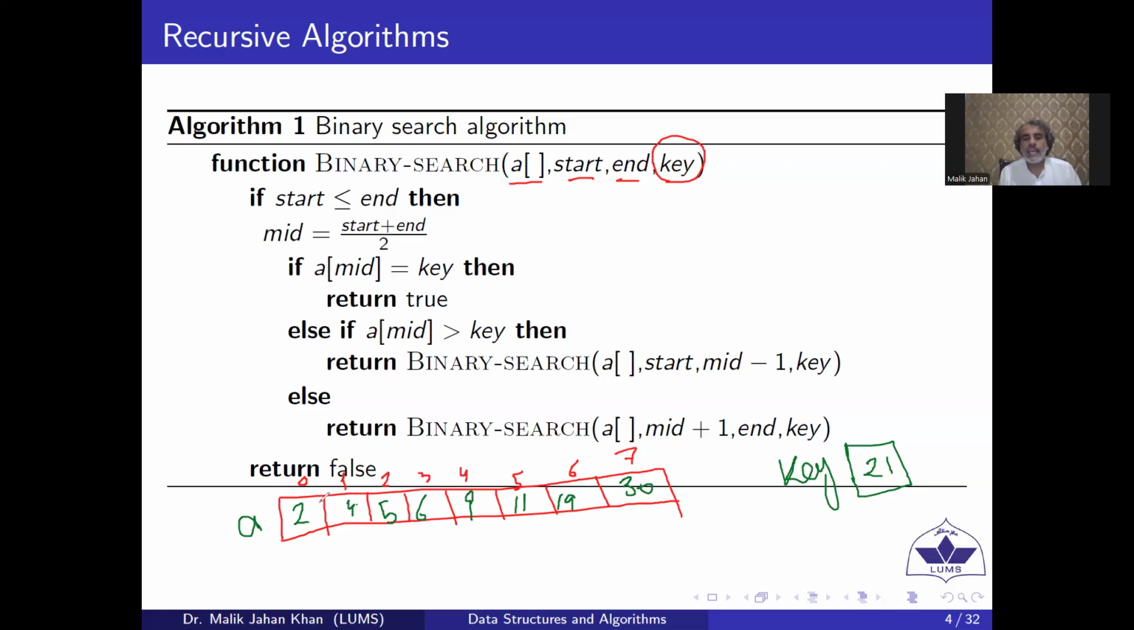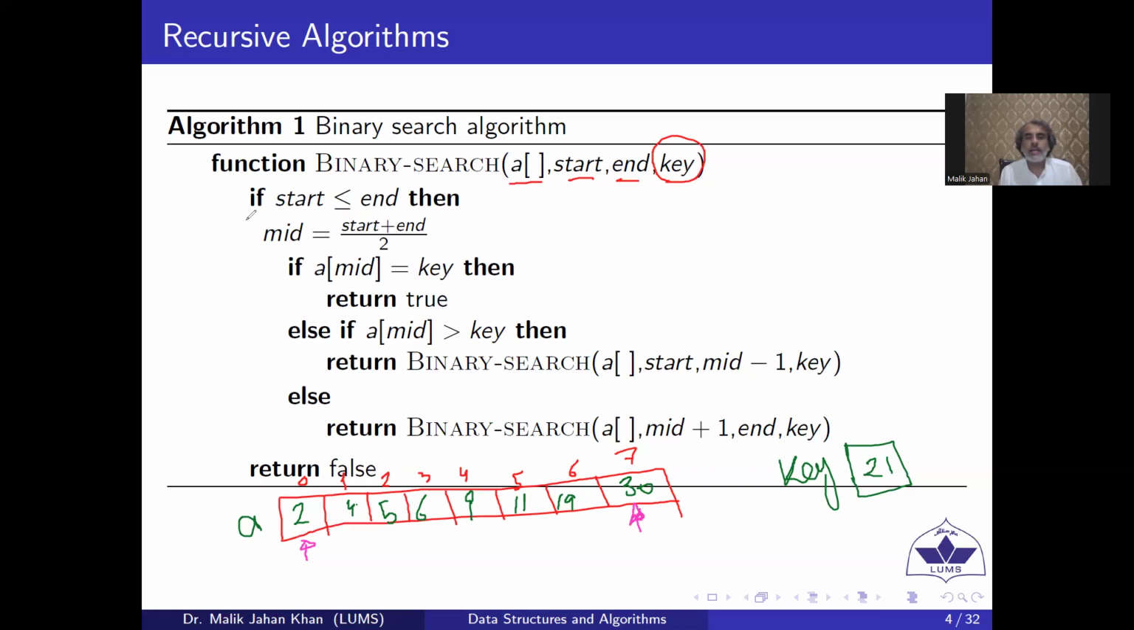The key is 21. The array has been given to us in the sorted format. So we have these four things. A is the array, key has been given to us. So start and end index have been given. Start means that our starting index is 0. This is our start point. The other endpoint which has been given to us is this last index. So our start index is 0. Our last index is 7. So these two indexes have been given to us.